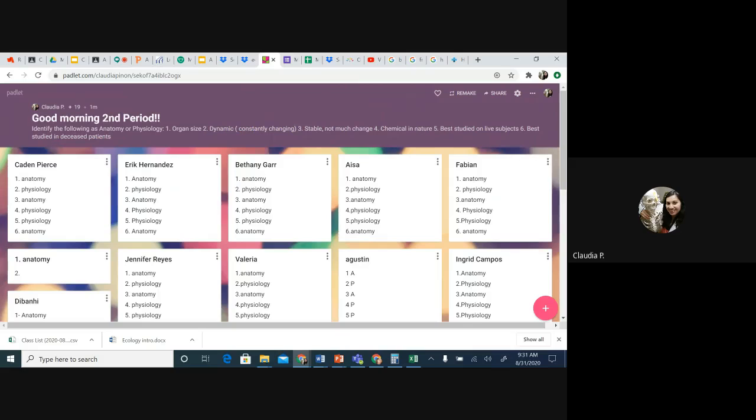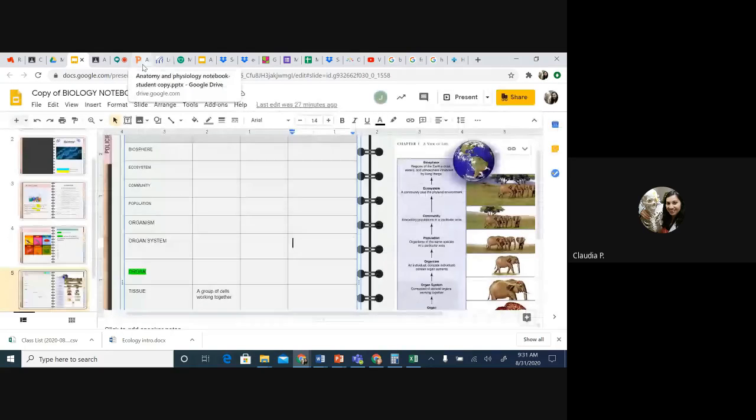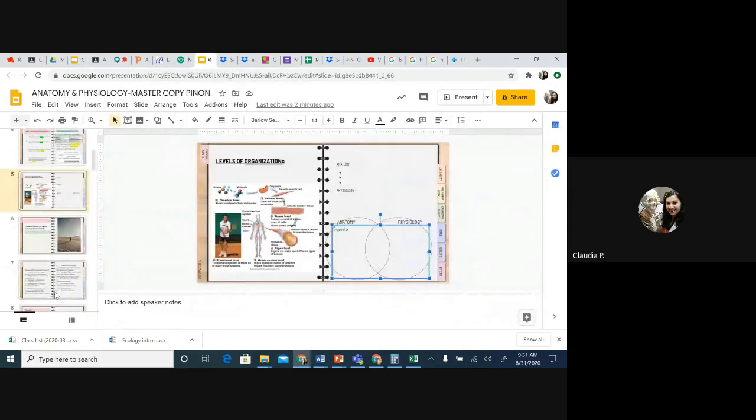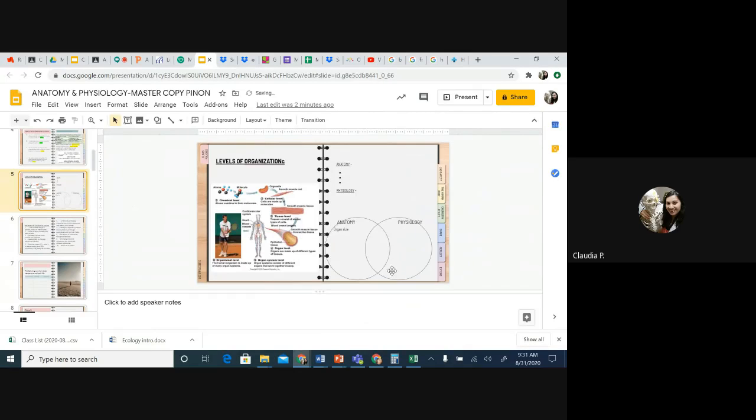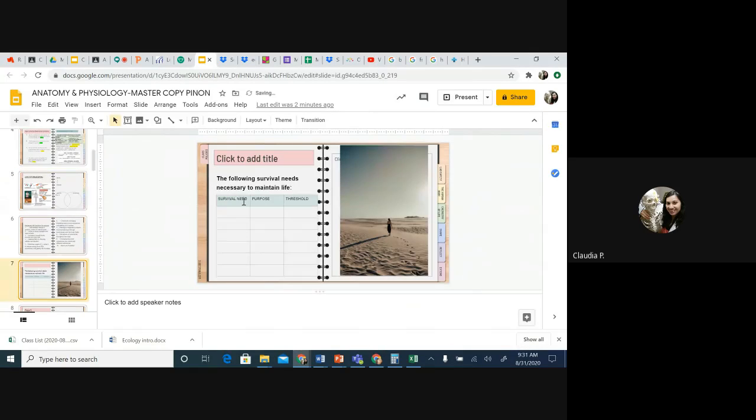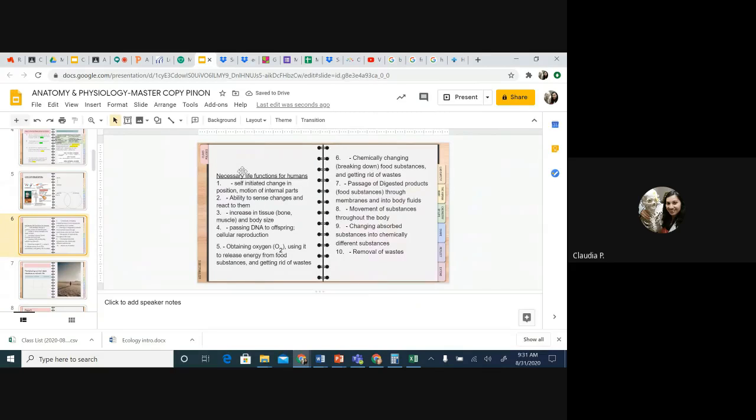Right? Okay, guys. So we're going to continue now, and we're going to look at what it is that a human being needs to maintain life. In order to stay alive, what are the necessary life functions for a human being? So I'm going to move this slide here just so that it's in order. So we were here. We're going to come over here, this one. Necessary life functions. So I'm going to show my PowerPoint.